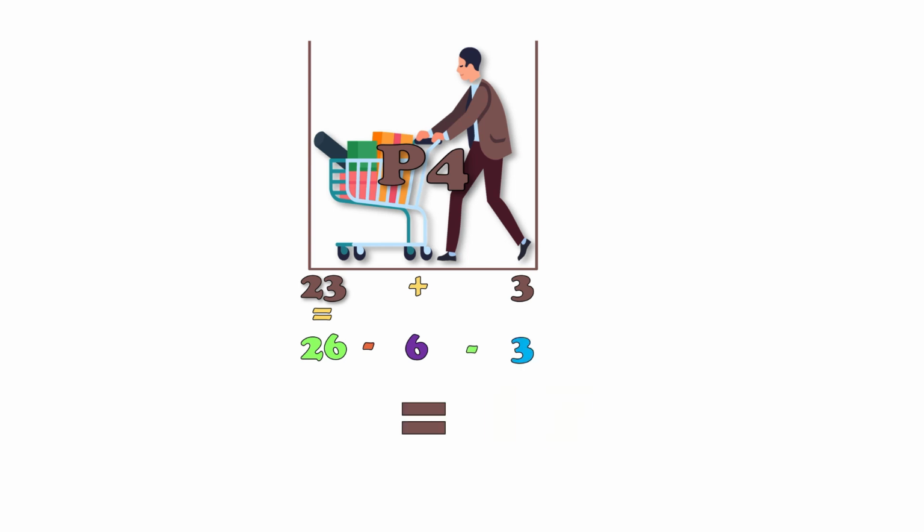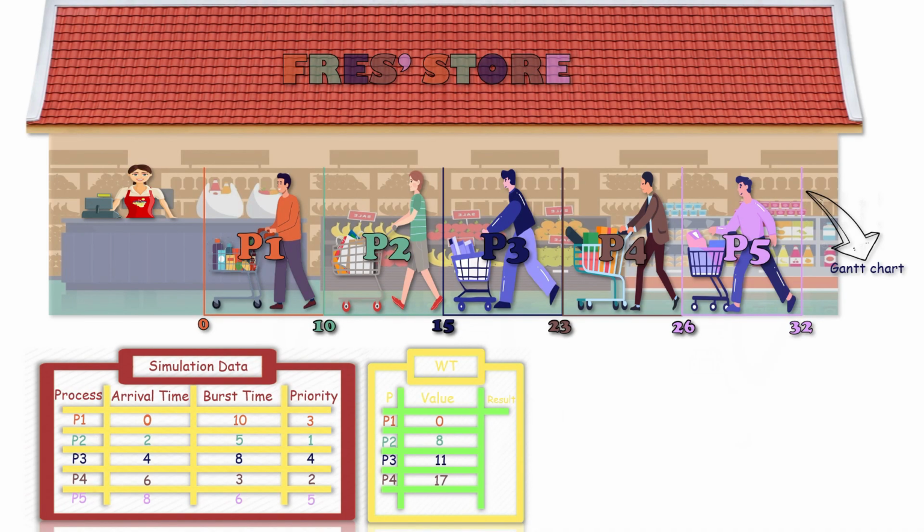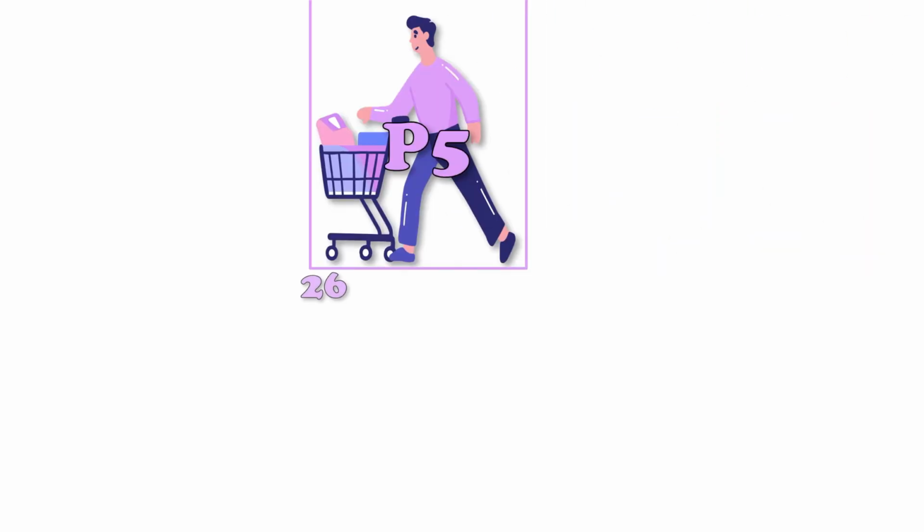And we get the result, 17. Put the result in the data, and let's find process 5 value. In process 5, it starts with 26. To find the completion time, we add it by 6, and we get 32. And find the waiting time by completion time, which is 32, minus arrival time, which is 8, and minus burst time, which is 6, and we get the result, 18.